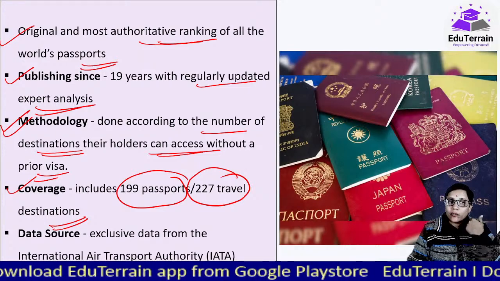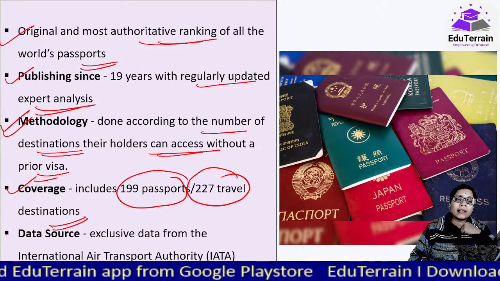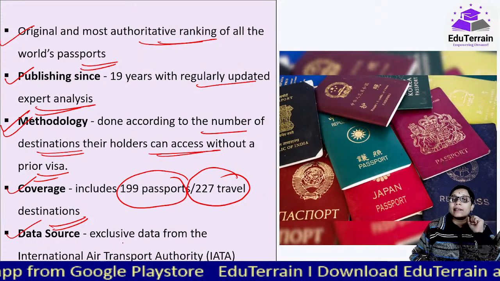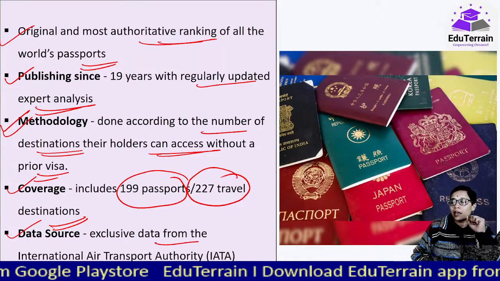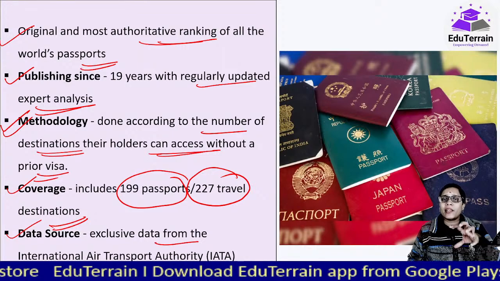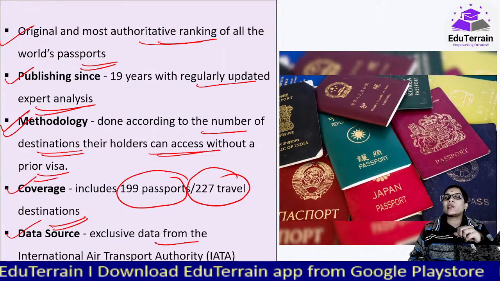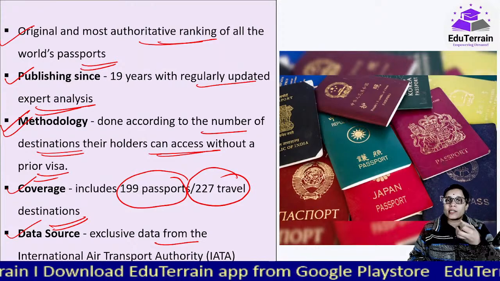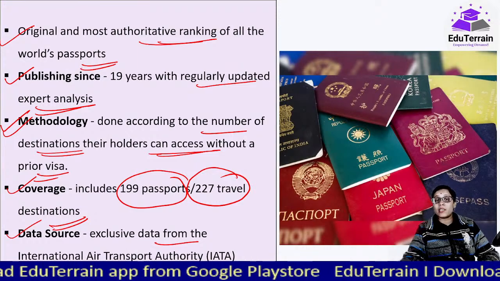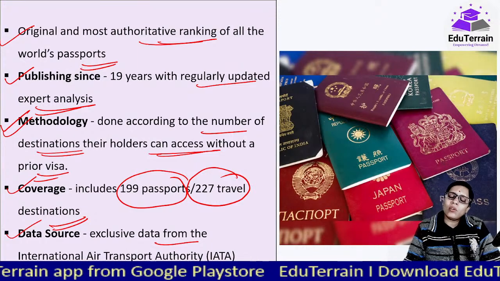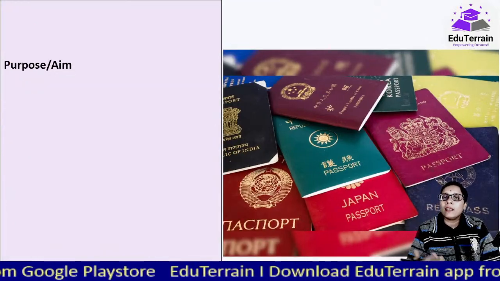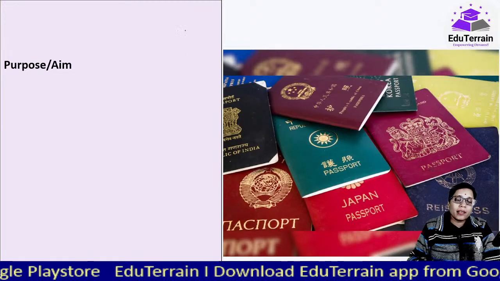Now, where do they get this data from? Henley's is a research organization that publishes this, and the data they source is exclusively from the International Air Transport Authority. They are the ones who maintain all this data associated with visa-free entries, which country provides visa-free entry to which countries. Accordingly, from them only they source the data, and accordingly they come up with this ranking. The ranking is important for us.